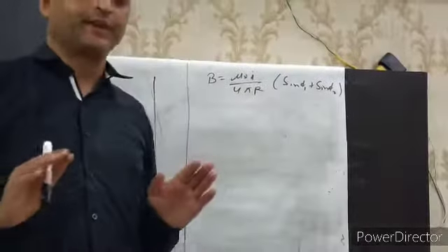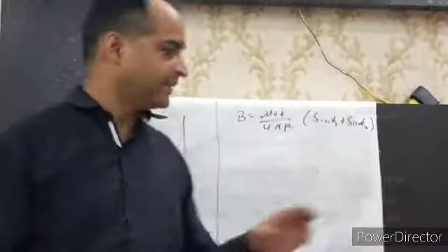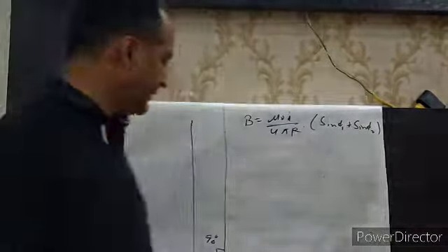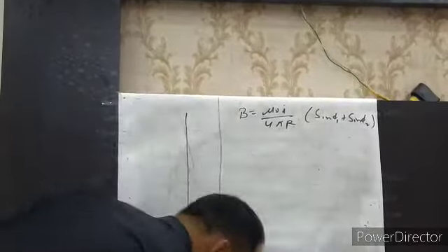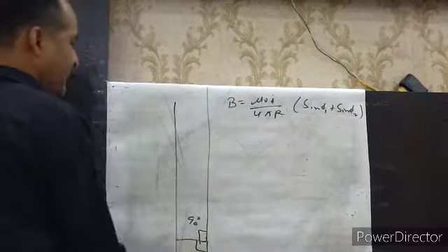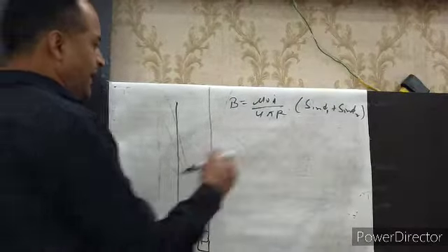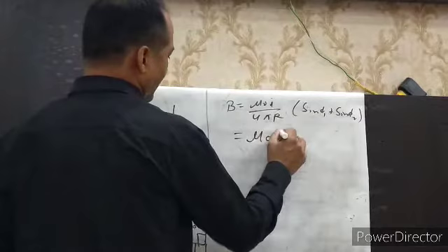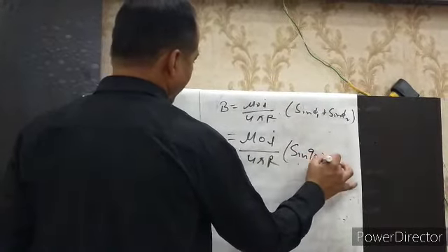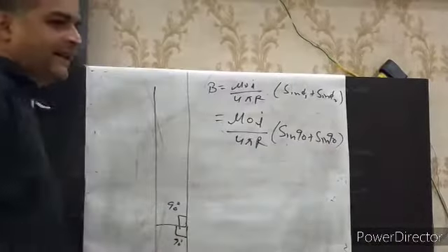Okay. If the wire is of finite length, then the magnetic field is mu naught I by 4 pi r (sin phi 1 plus sin phi 2). If the wire is of infinite length and we have to find out the magnetic field near the center of the wire, then substituting phi 1 and phi 2 as 90, you will get mu naught I by 4 pi r (sin 90 plus sin 90).